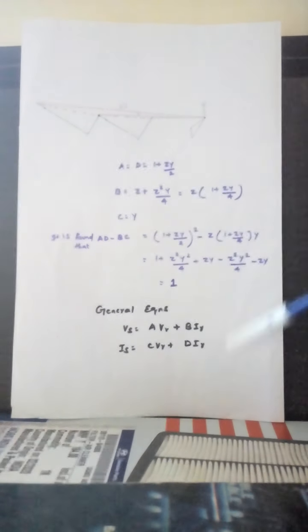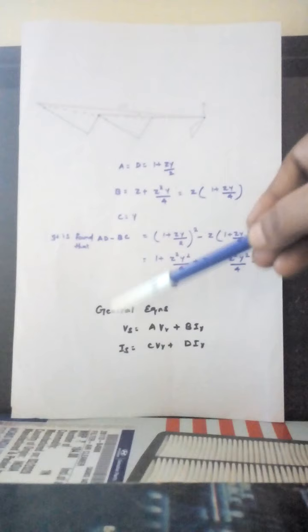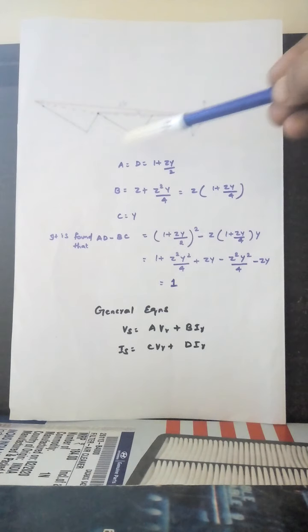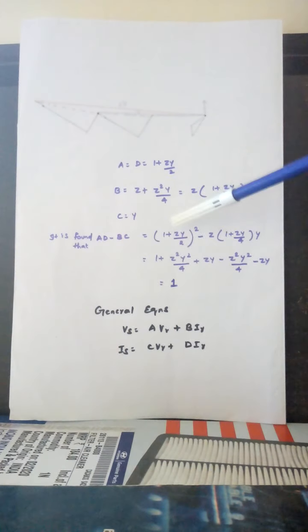So using these equations we have to find out the sending end voltage and the sending end current, and we have to find all the constants A, B, C, D here.